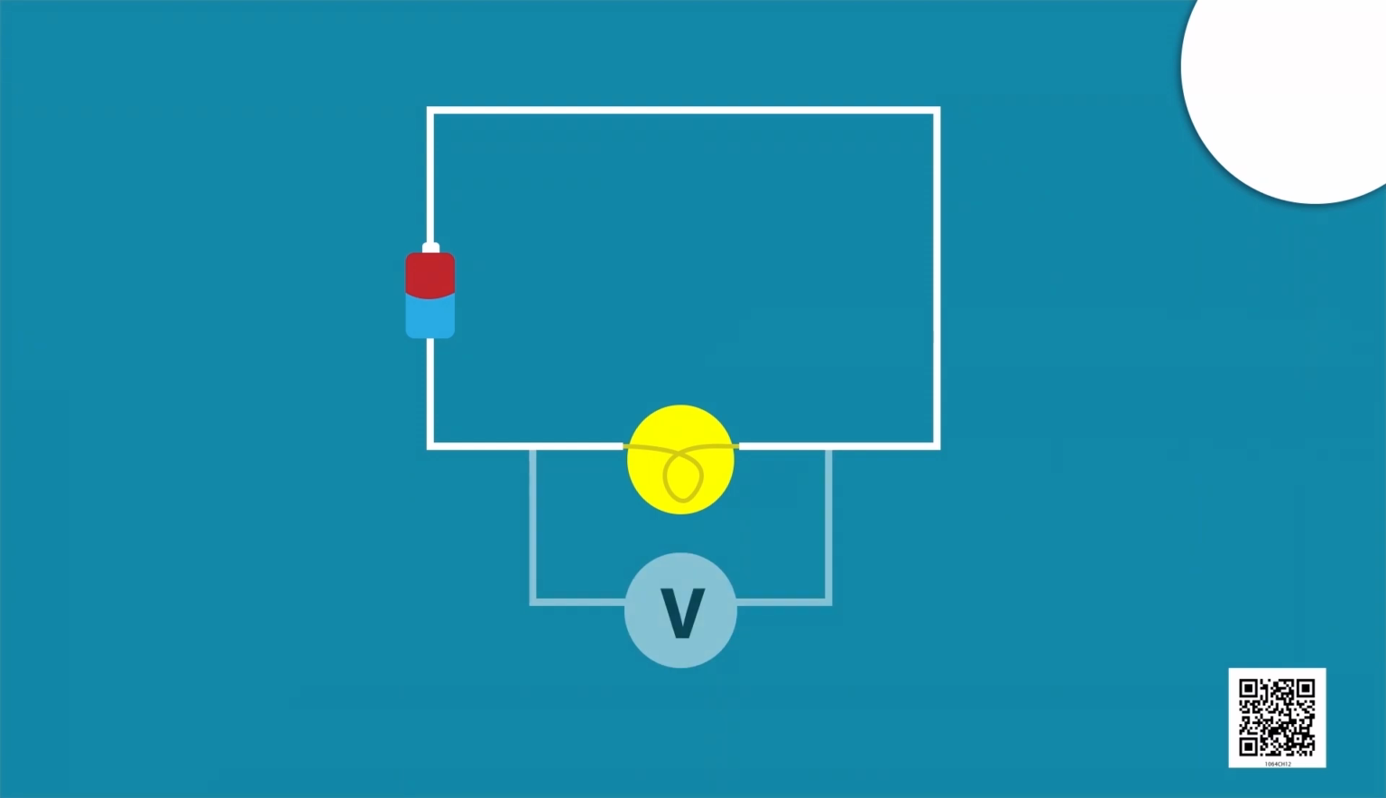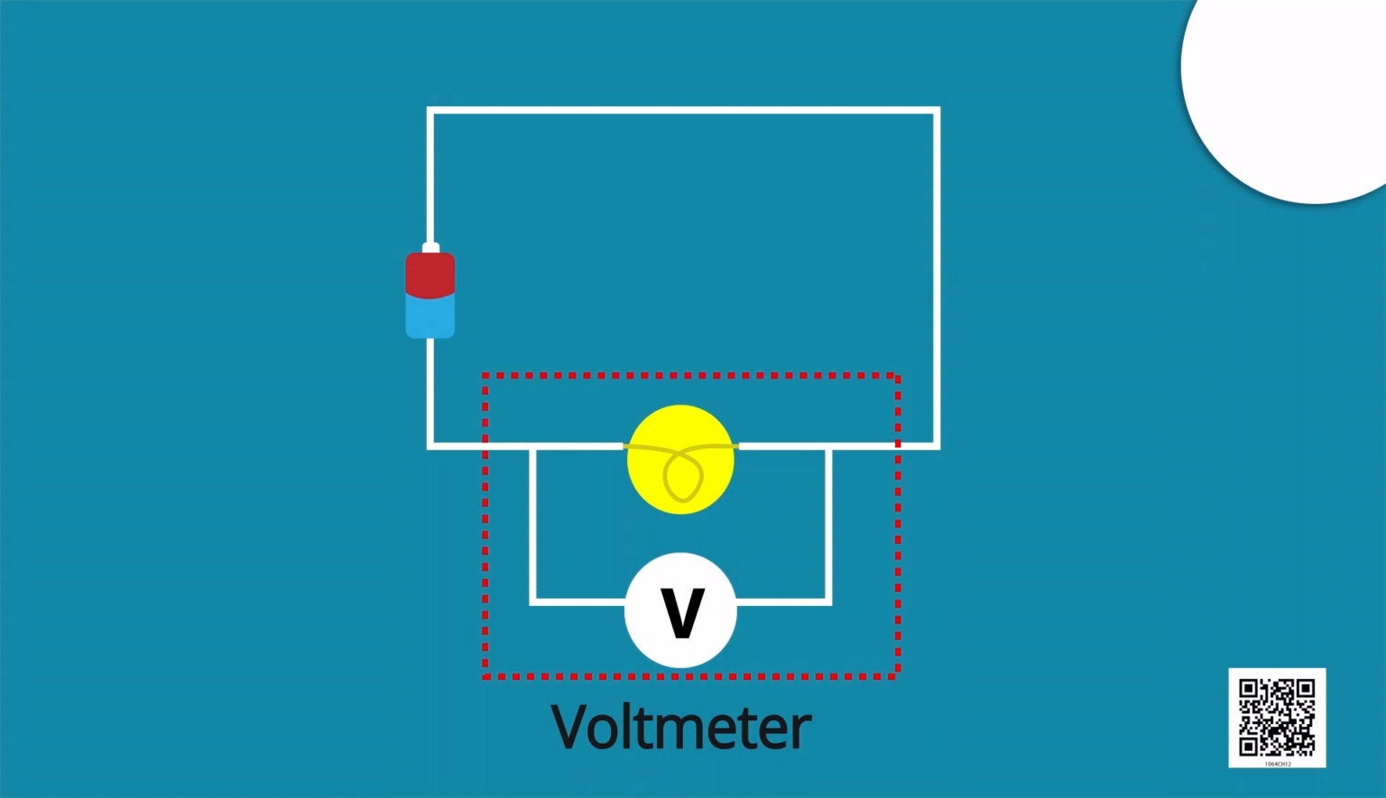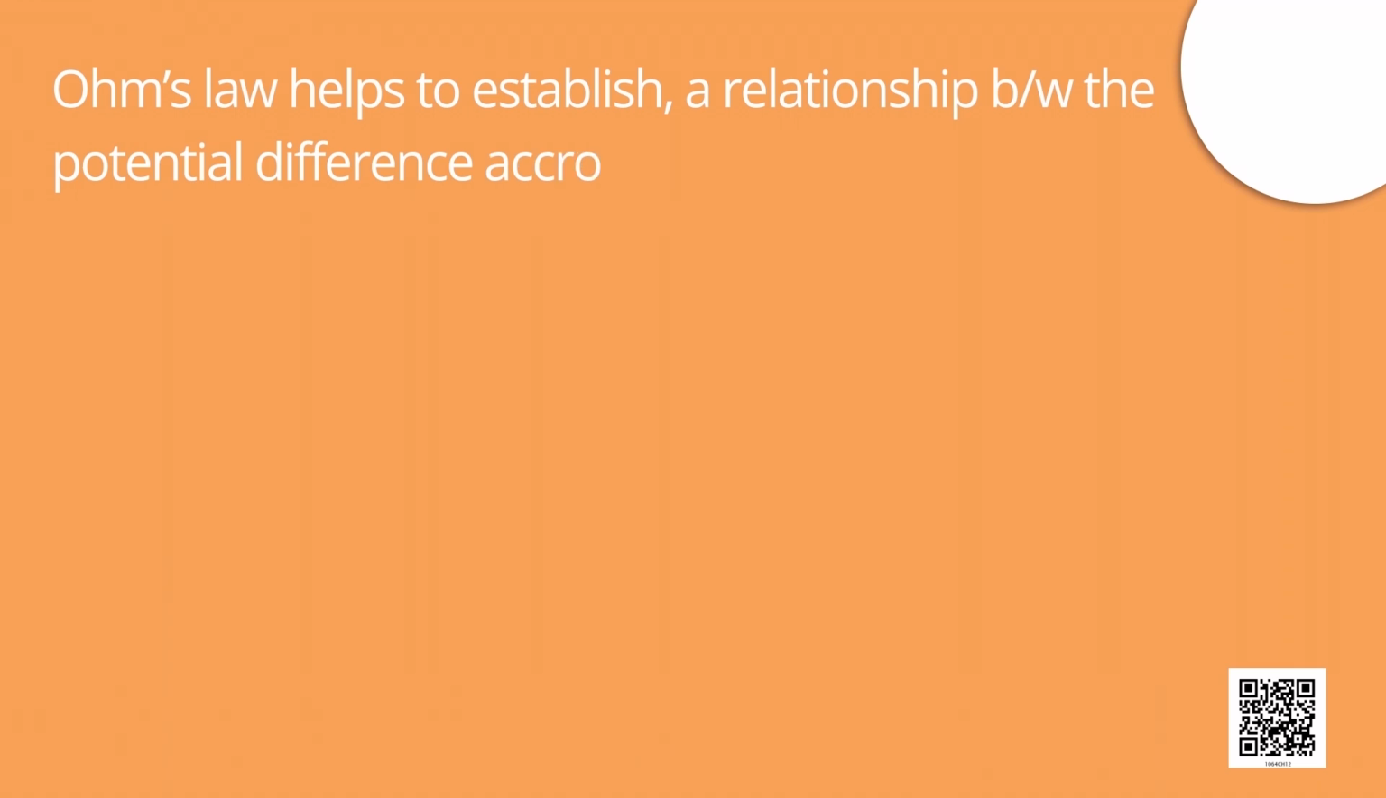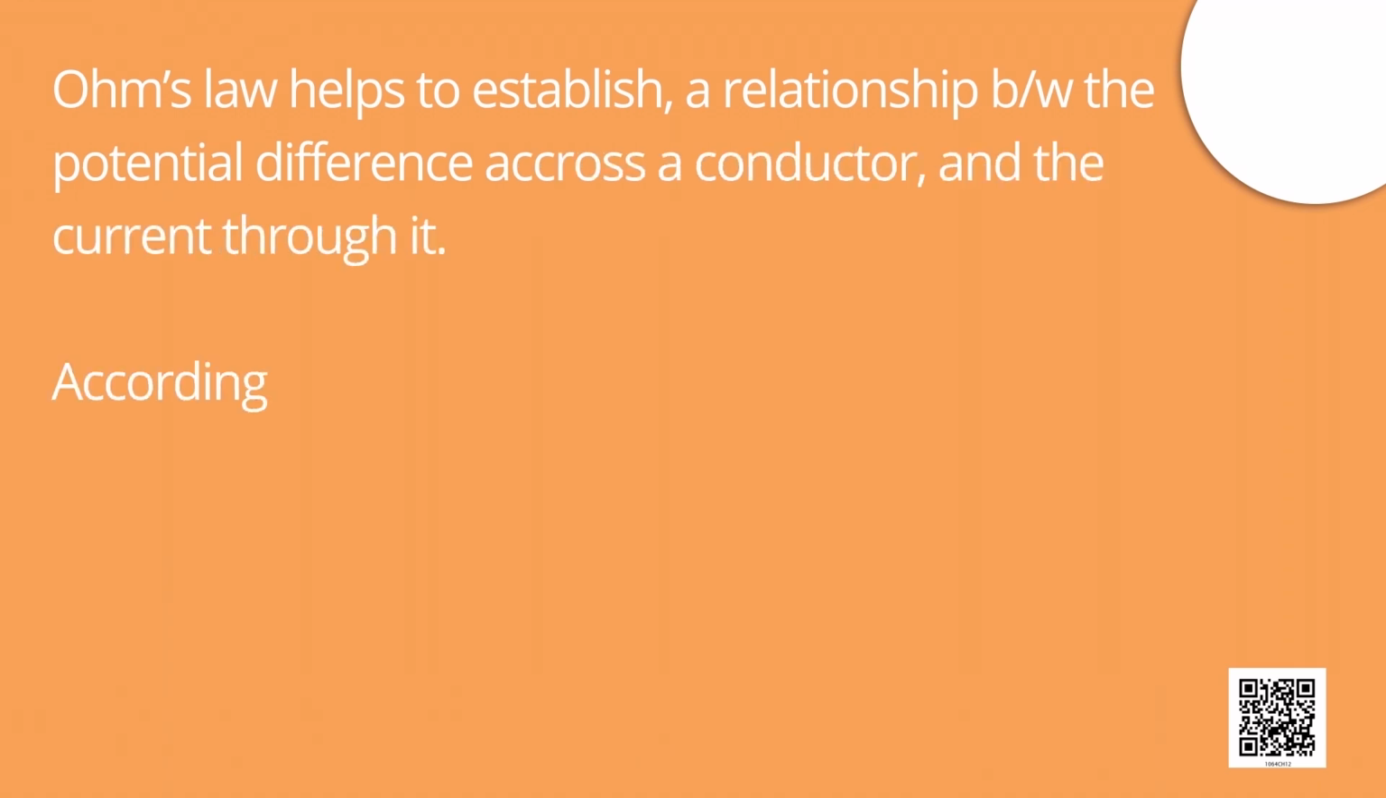The potential difference is measured by means of an instrument called the voltmeter, which is always connected in parallel across the points between which the potential difference is to be measured. Children, let us now try to understand Ohm's law. Ohm's law helps to establish a relationship between the potential difference across a conductor and the current through it.